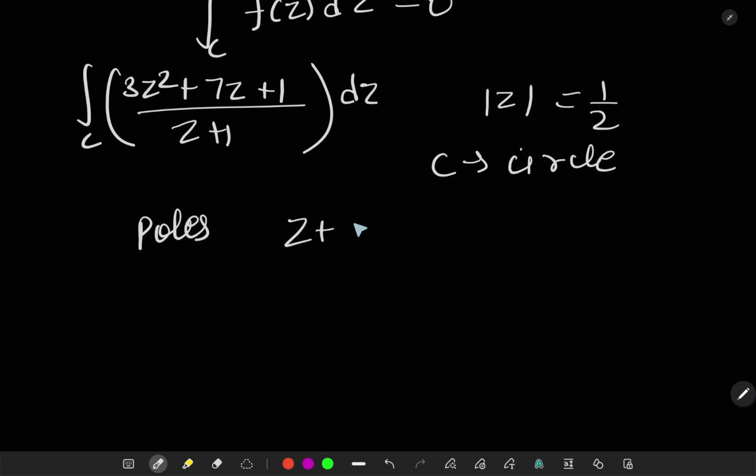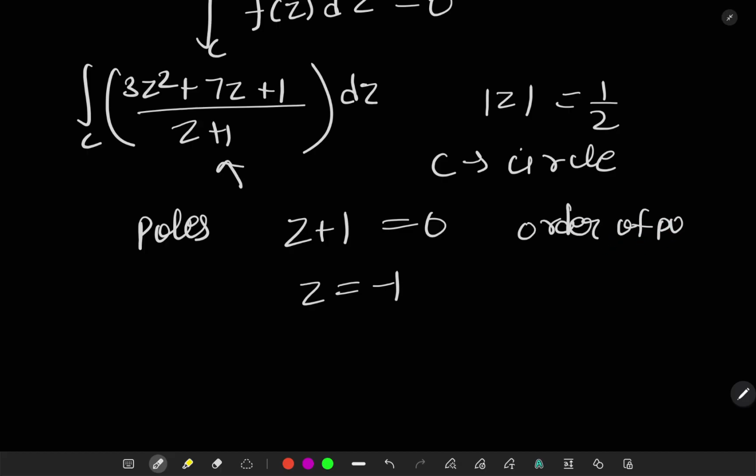For finding poles, we put the denominator equal to 0. z + 1 = 0. So you can see here z = -1, and the order of the pole is 1.